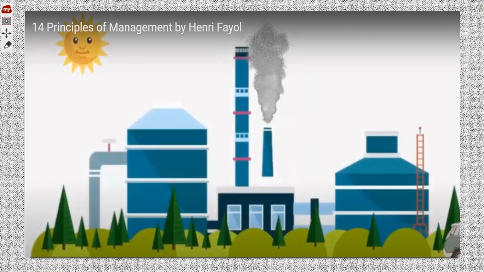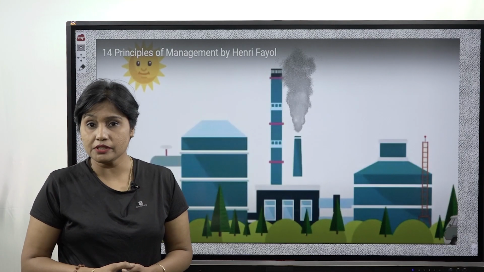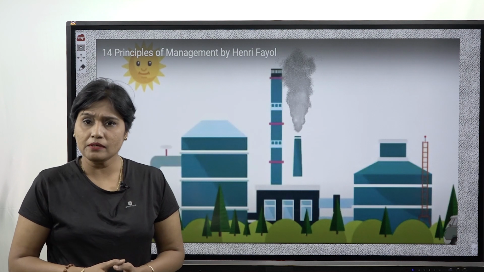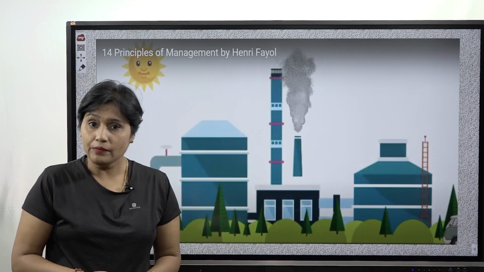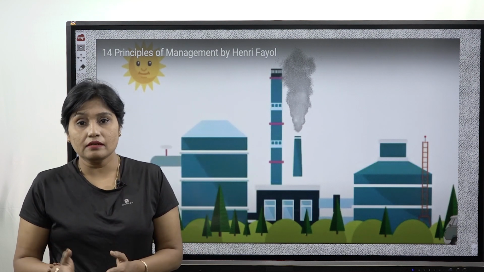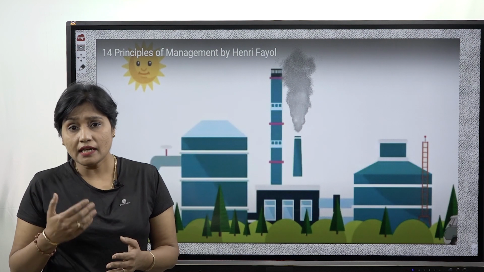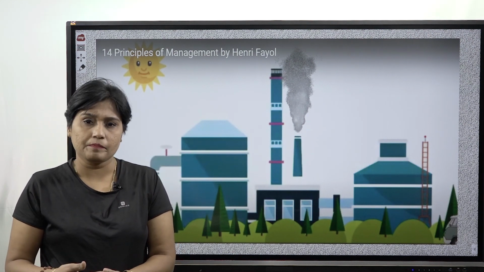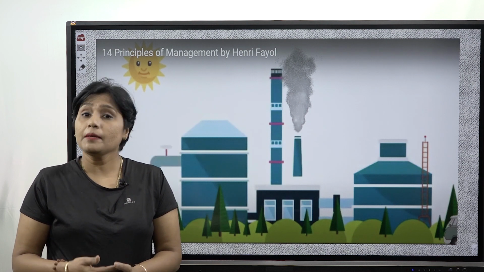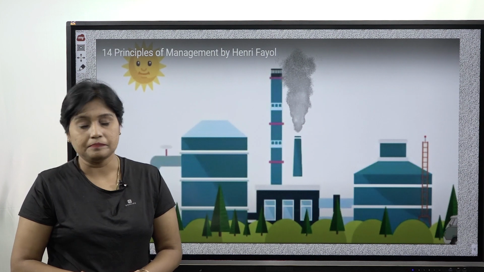In this slide, you can find an industry. During the time of the Industrial Revolution, there were two major people who came up with the classical management theory, and they were Frederick Winslow Taylor and Henri Fayol. Frederick Winslow Taylor came up with a system at the ground level or the production level, whereas Henri Fayol came up with a system at the administration level or the top management level.